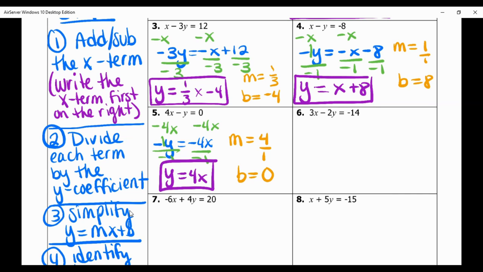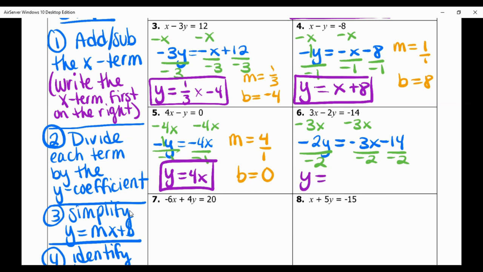Number 6, positive 3x. So we're going to start by subtracting it from both sides. We're left with negative 2y equals negative 3x minus 14. Then we divide by the y coefficient. Once we do that, we're ready to simplify. A negative divided by a negative is a positive. Our slope is 3 over 2, and our y-intercept is at 7.